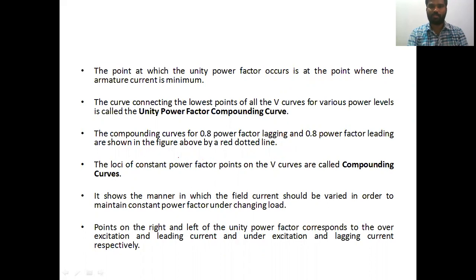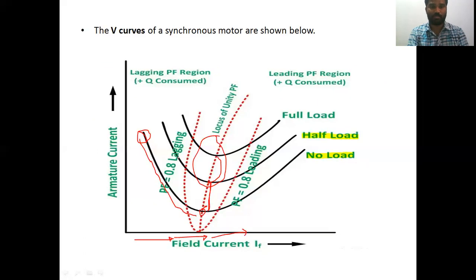The point at which the unity power factor occurs is the point where the armature current is very minimum. Look at this curve, you can find out the point. This is the point at which the armature current is minimum, and that is the same point where the power factor is unity.